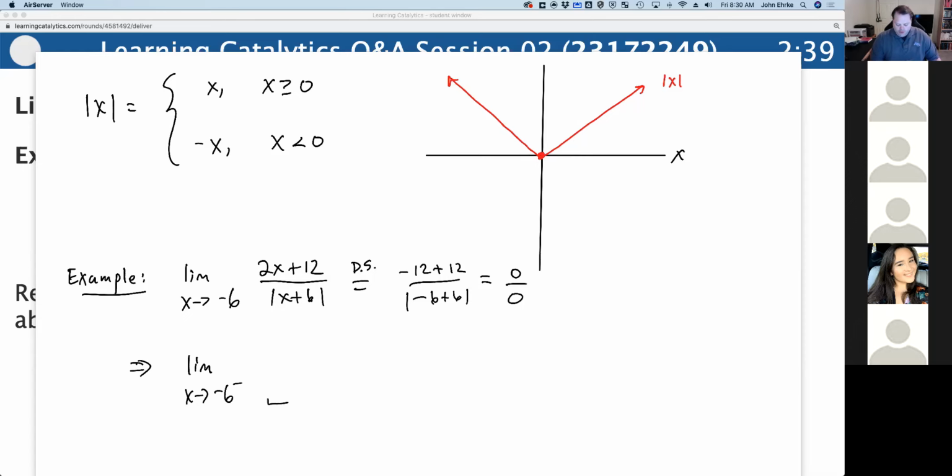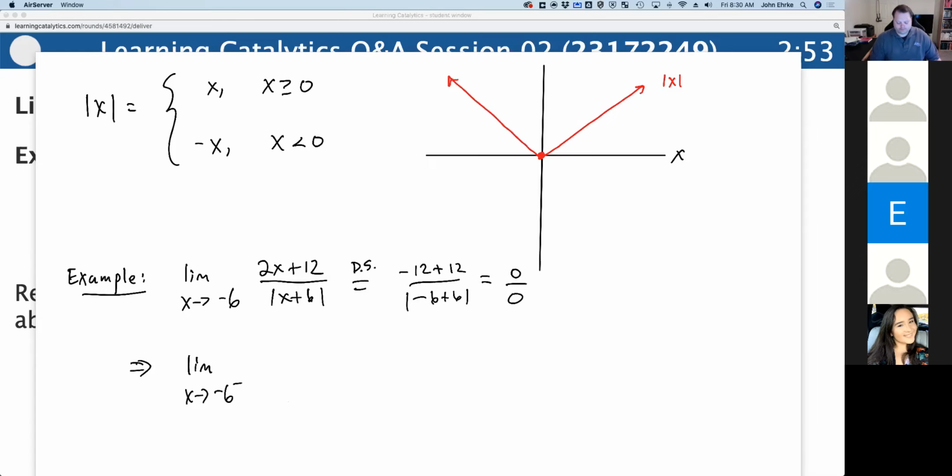what function should I write down here? Does anybody want to chime in on that? What does this function look like to the left of -6? Would it be -2x plus 12 or -2x minus 12? Well, you get 2x plus 12. The only thing that changes to the left of -6 is the absolute value.